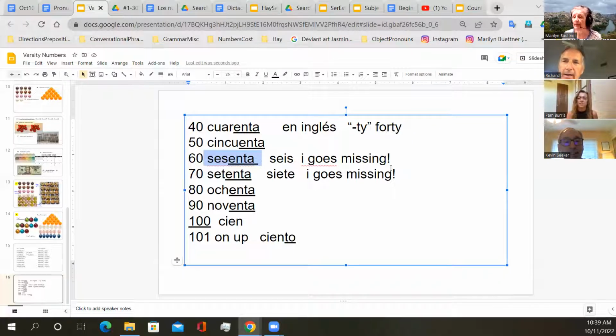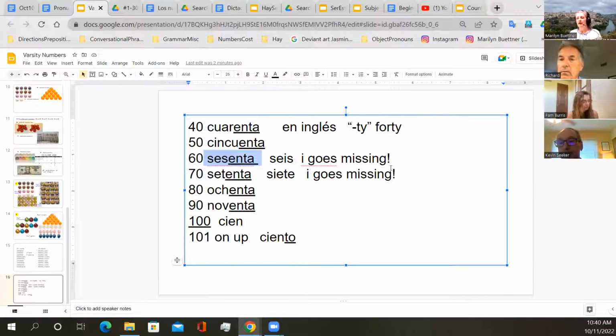Setenta: we take the I out of siete, and it becomes setenta. Bien. Ocho is pretty easy. We just drop the O off the end. Ocho becomes ochenta. Nueve, that UE you're going to find a lot in Spanish. UE and O kind of do flip-flops, and this is one case when that happens. Nueve is nueve, but in the higher numbers, the UE condenses into the letter O. Noventa, see?